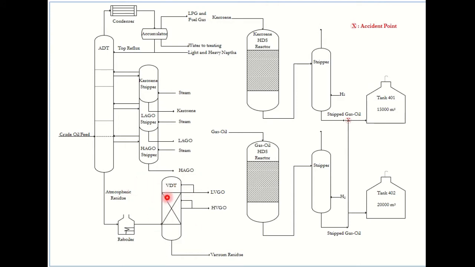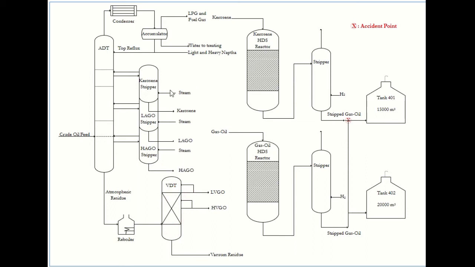In this case, the vacuum flasher can be used for vacuum distillation, which can separate the atmospheric residue into wide boiling vacuum gas oil, such as the light vacuum distillate, heavy vacuum distillate, and the vacuum residue. Normally, the vacuum is produced by a set of steam ejectors.